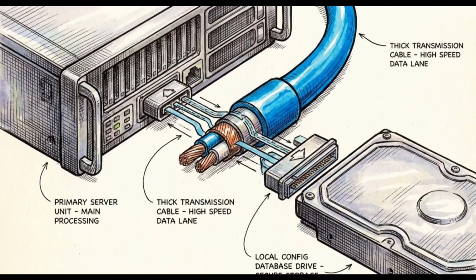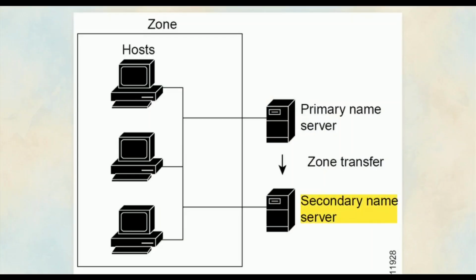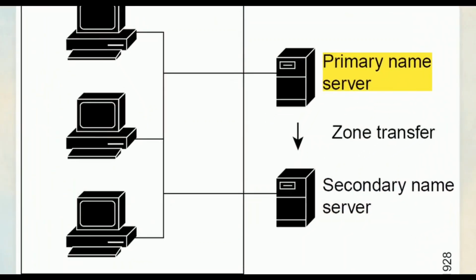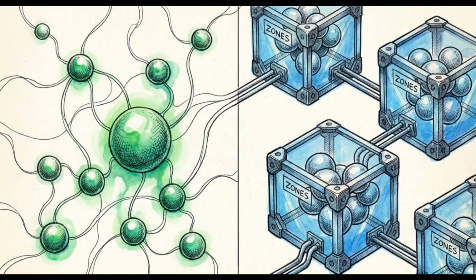A primary name server loads its zone contents directly from a local configuration database maintained by the domain administrator. As this schematic illustrates, secondary name servers provide necessary network redundancy. They stay synchronized by fetching exact copies of the zone data directly from the primary server in a process called a zone transfer. While domain names represent the readable map of the internet, zones dictate physical routing and define the true administrative boundaries of power.